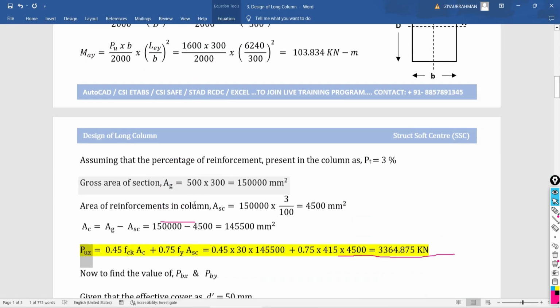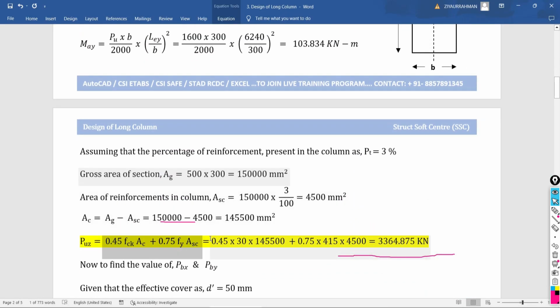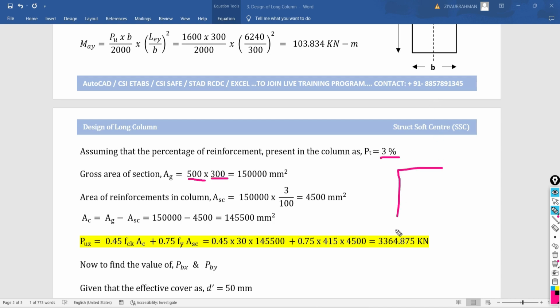So here in our proposed example, we are going to use the same equation. But to calculate the Puz, we need to consider the percentage of reinforcement in the column. So here I am going to assume the percentage of reinforcement in the column as 3%. The gross section size of your column is 300 by 500, so let me calculate the total area of the column. We get 150,000 mm square as the total area.